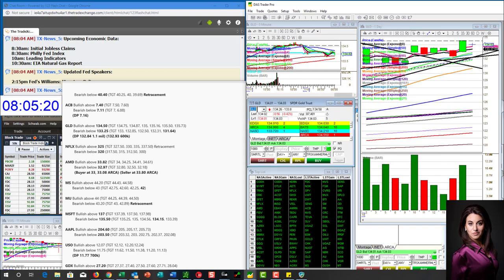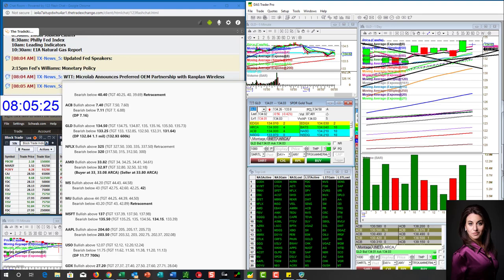GLD. So I have a couple trades on gold. One of them will be GLD. One is GDX. I'll be talking about that in just a bit. But we're going to be bullish above 134.50 and bearish below 133.25 for GLD.